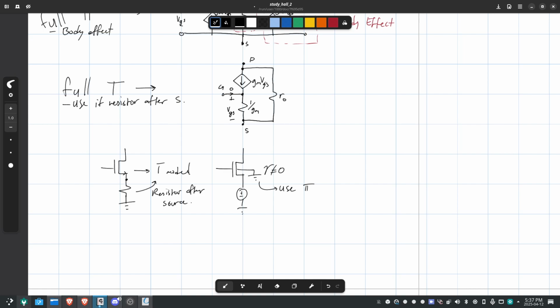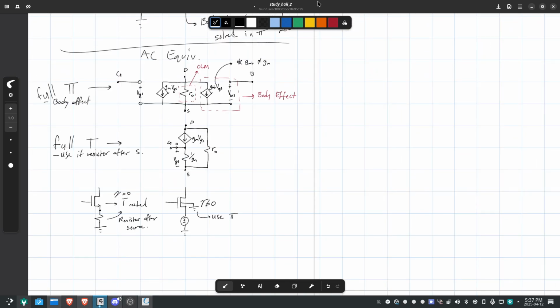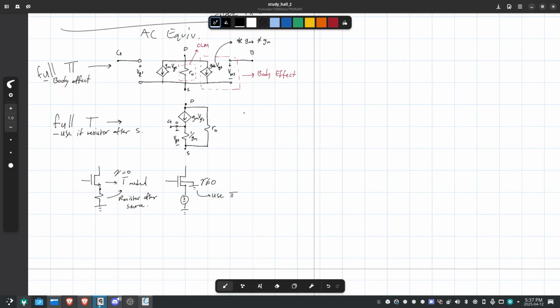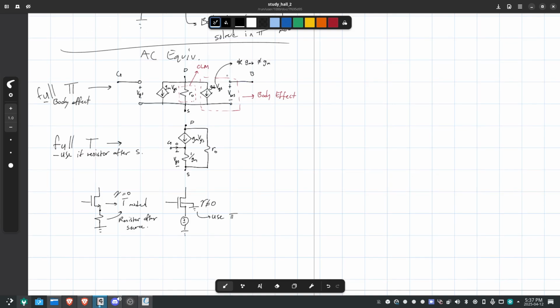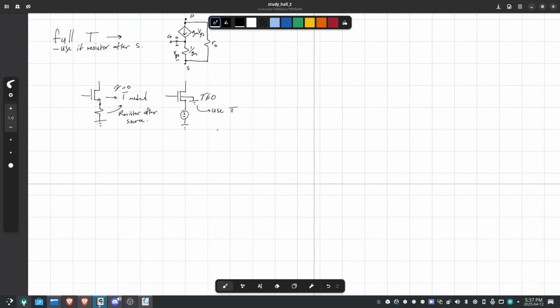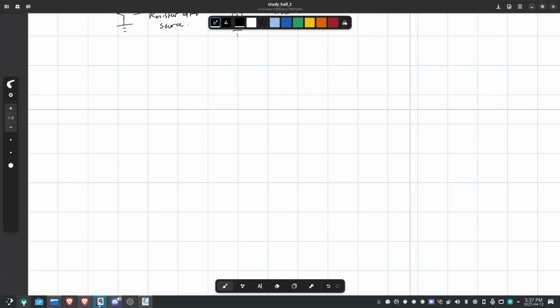For the variables, you consider it different. I'm not sure what you mean by that. So, yeah, again, the only requirement is if you have a body effect, you have to use a pi model. But generally speaking, we could just assume that the body effect isn't there, but just make sure it says no body effect.